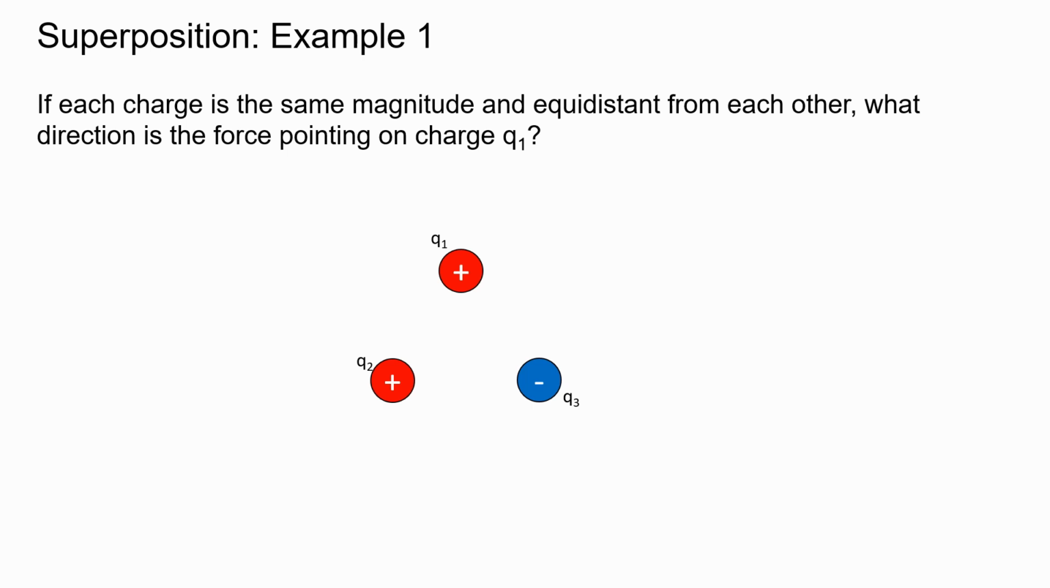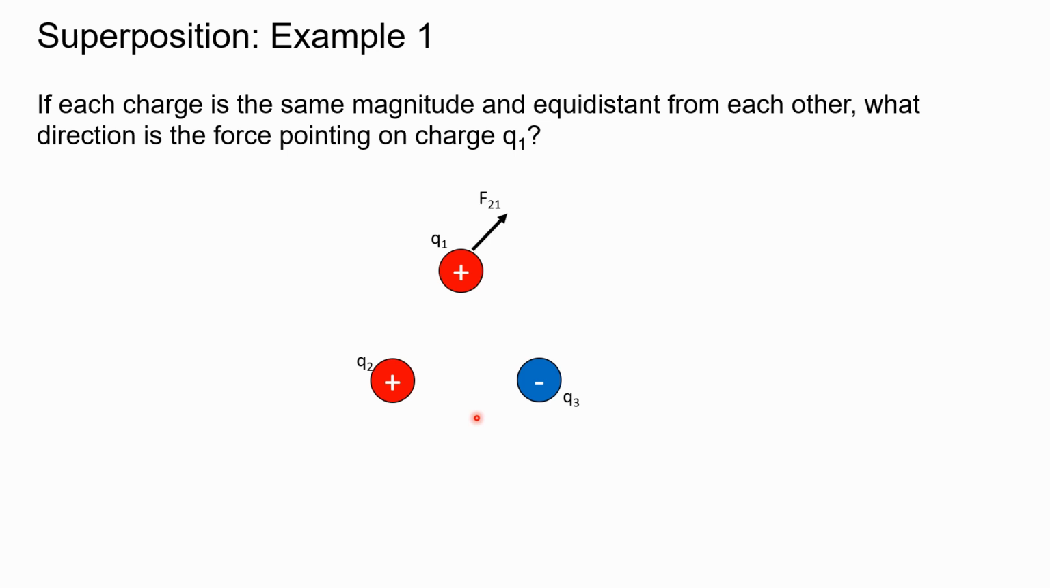In this case, if each charge is the same magnitude, and each charge is equidistant from each other, so the same distance away from each other, what direction is the force pointing on charge Q1? Here is charge Q1. It's going to be feeling a force both from charge Q2 and charge Q3. So let's take this step by step.